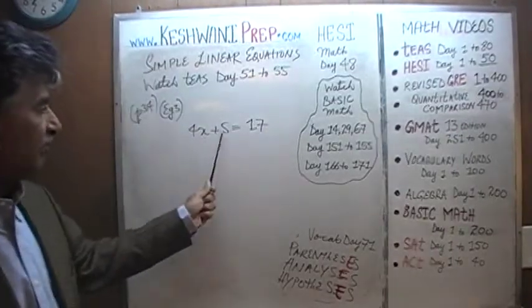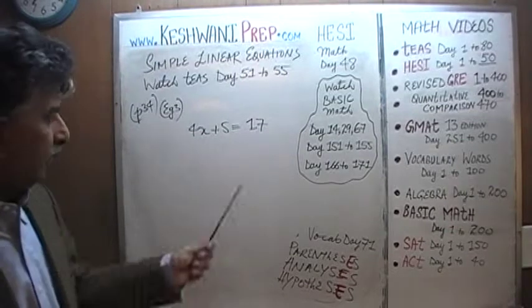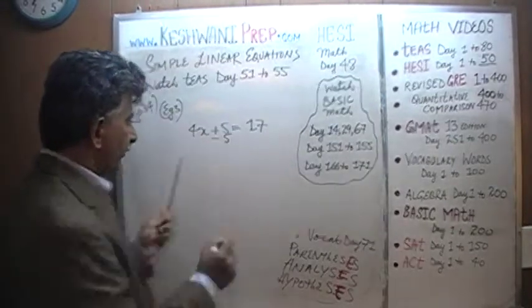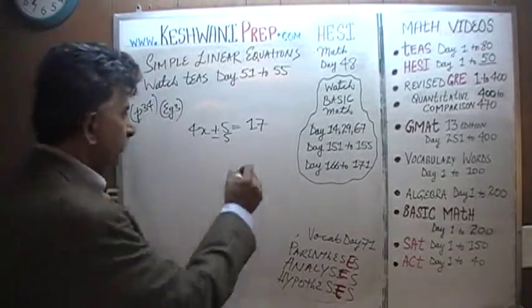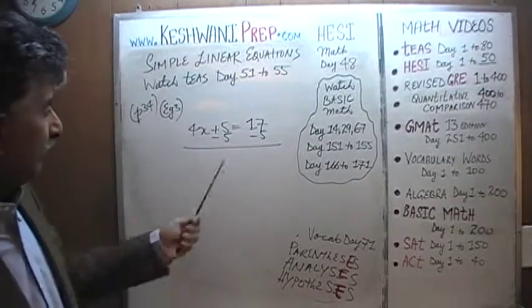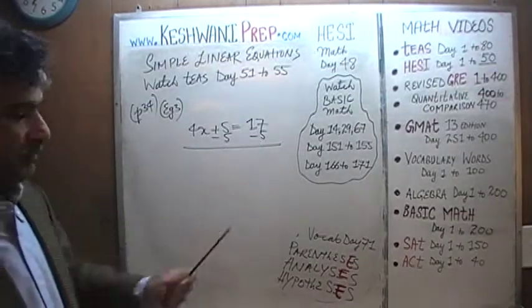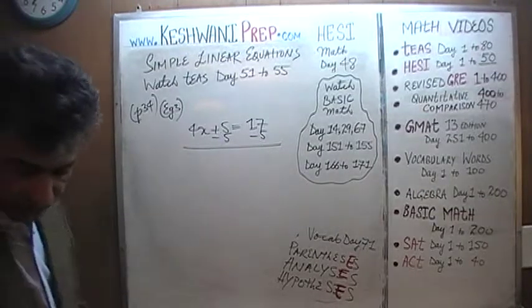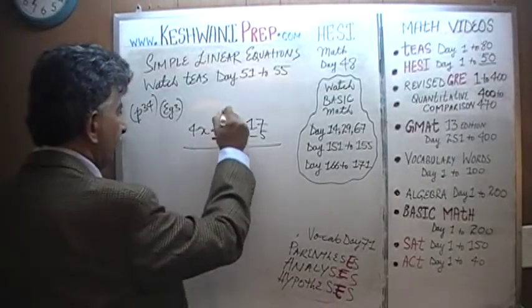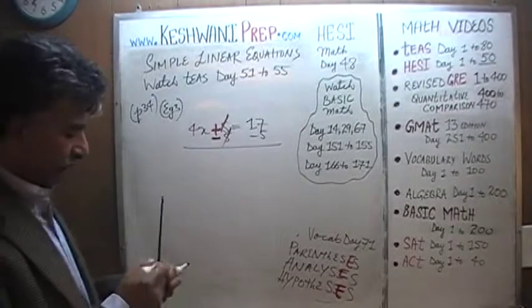We want to solve for x, which means we have to get rid of this 5 somehow. We can get rid of this 5 if we subtract 5 from this side. Now, if we subtract 5 from that side, we must subtract 5 from the other side. Otherwise, the equation will no longer be in balance. So now we have a positive 5 and a negative 5, and they're going to kill each other. They're gone. That was the whole point.